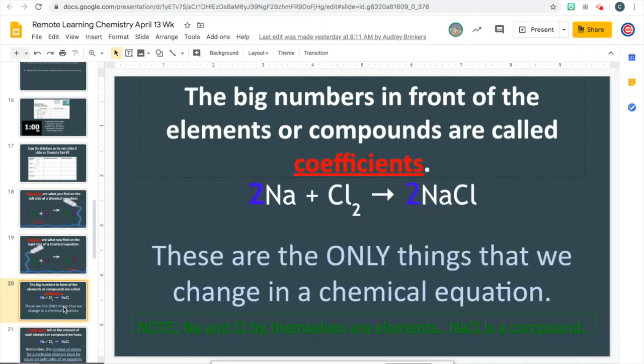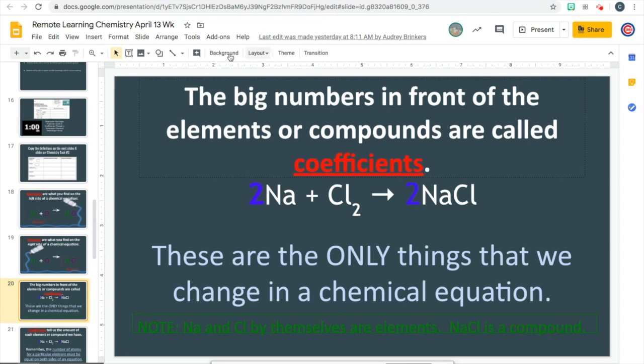Moving right along, we have our coefficients. Think of coefficients as the big numbers that you will always find in front of the elements or compounds. Here we have 2 and 2. So we have 2 sodiums plus chlorine, which produces 2 sodium chlorides. Again, 2 sodium plus chlorine equals 2 sodium chlorides.